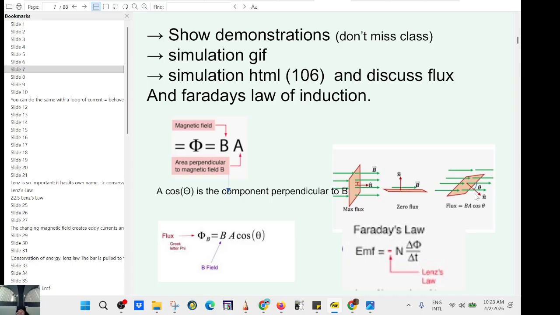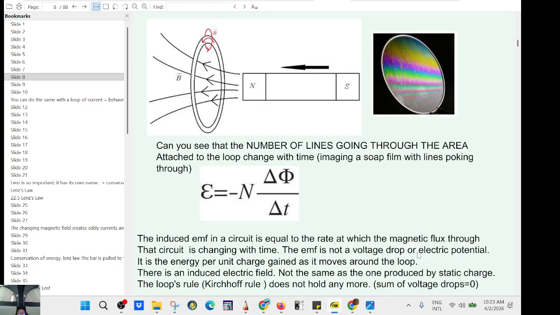Is that clear? And again, that will be Faraday's law of induction. The EMF induced is the number of loops times the rate at which the flux is changing. So the number of field lines poking through changing with time. Okay, so that's called Faraday's law of induction.